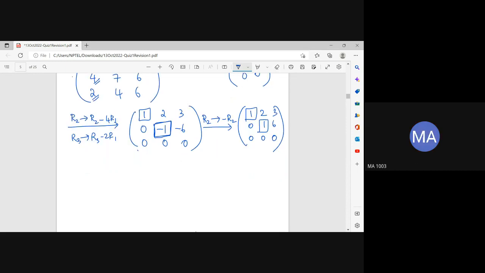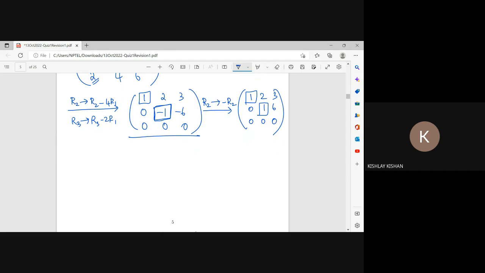Ma'am, the previous matrix where there is -1, is that something called echelon form? No, it will be in echelon form only if the pivot is 1, but the pivot is -1 here. All the pivots have to be 1. I understand, but this form of matrix is called nothing, or is it not a subset of any? This is nothing.